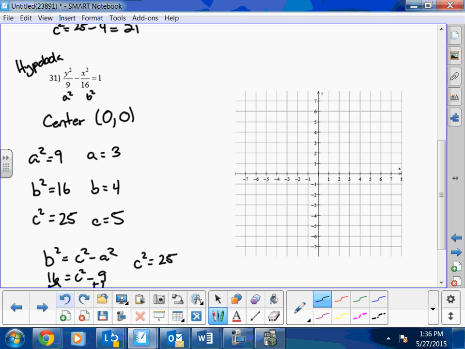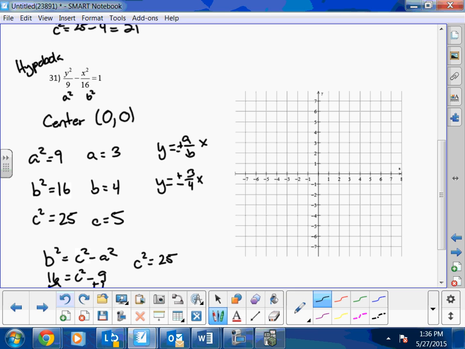Now, the only other thing I have to do is find the asymptotes, and that's actually going to be found by using y is equal to a divided by b, plus or minus x, which means that my asymptote lines are going to be 3 over 4x plus or minus. So I'm going to draw two asymptote lines.